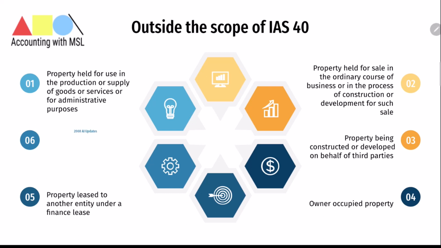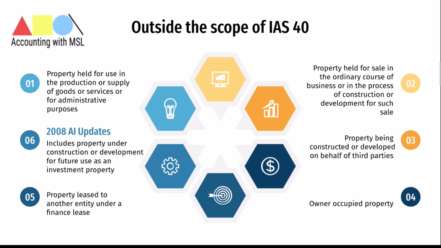Then take note that in May 2008, as part of the IASB's annual improvements project, the IASB expanded the scope of IAS 40 to now include property under construction or development for future use as an investment property. Such property were previously under the scope of IAS 16 property, plant, and equipment.